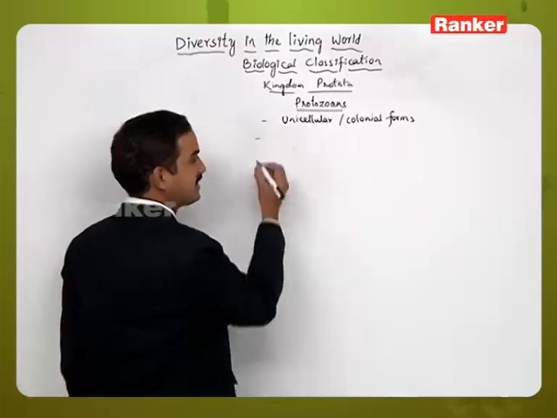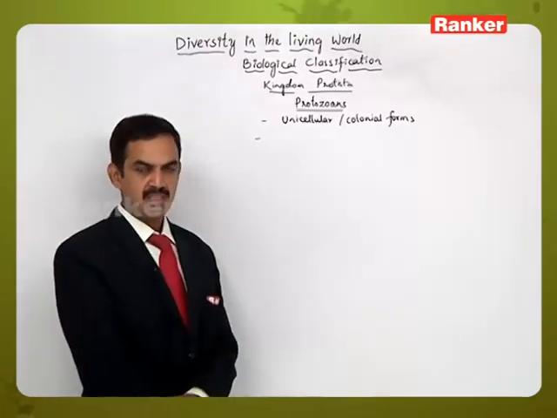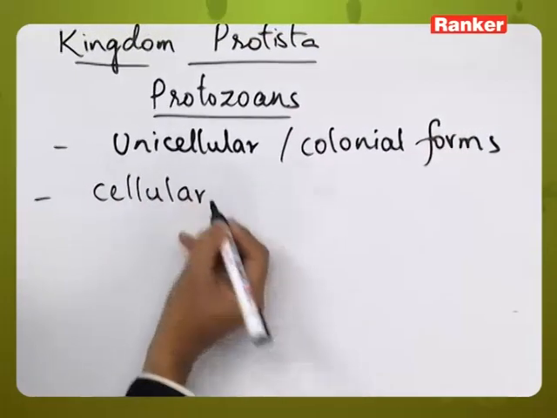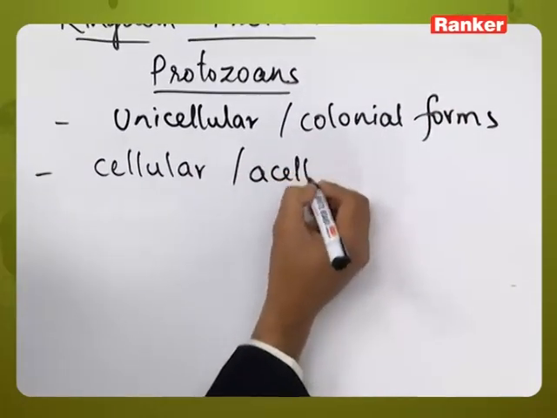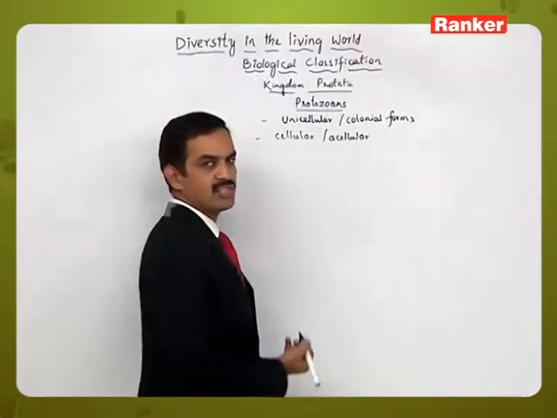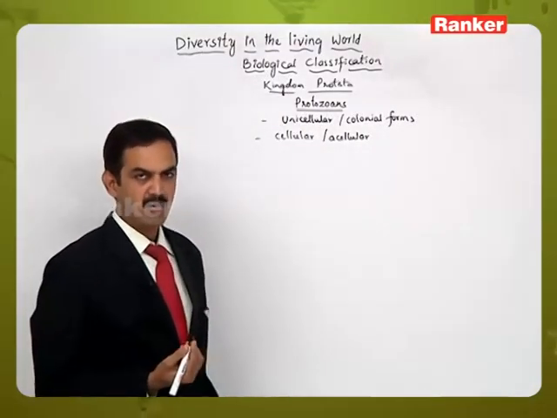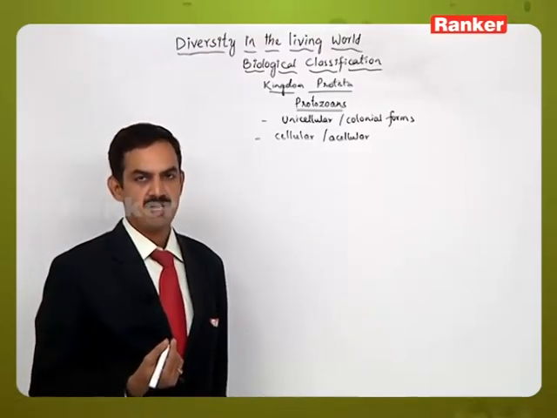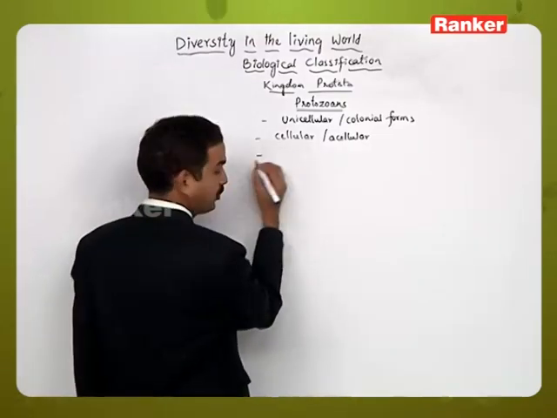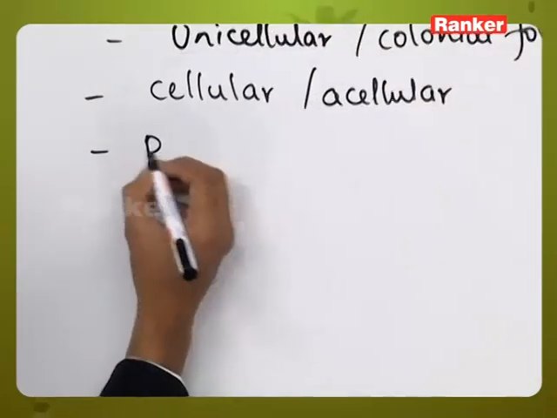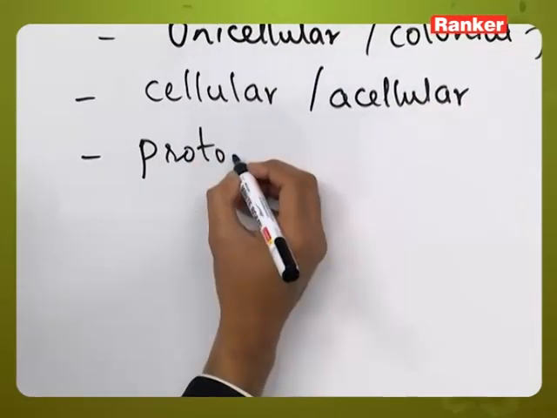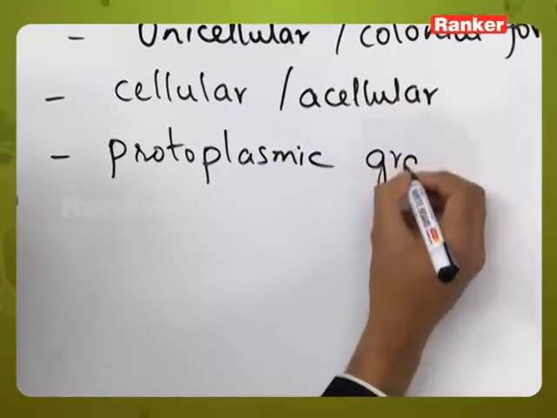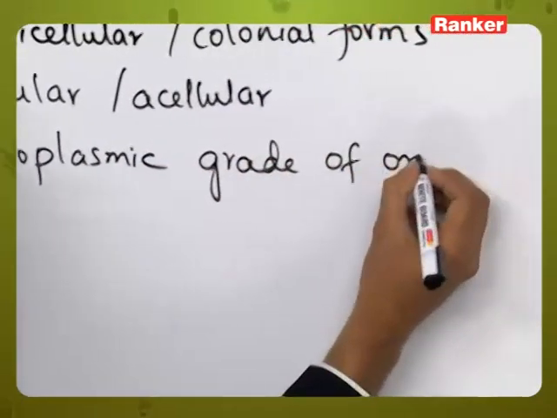Then if you see some of the general characteristic features of the protozoans. As we said, these are cellular, but at the same time some of them are acellular also, though the majority have a cellular structure. That's why we call the majority cellular, and they show a protoplasmic grade of organization.